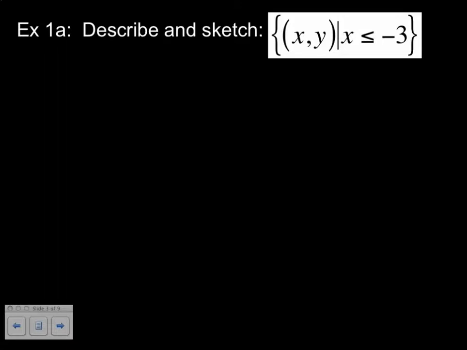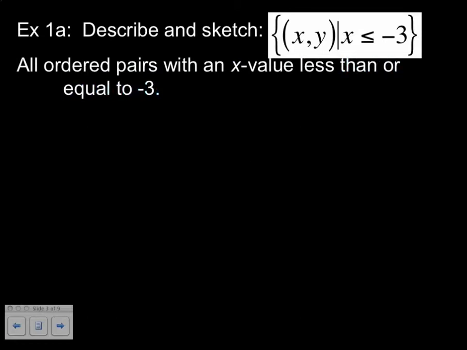Okay, in example 1, the first thing we want to do is describe and sketch all of the ordered pairs (x, y) such that x is less than or equal to -3. As you think about this, we need x to be less than or equal to -3, so the y value doesn't affect anything. That means we're looking at all of the ordered pairs with an x value less than or equal to -3.